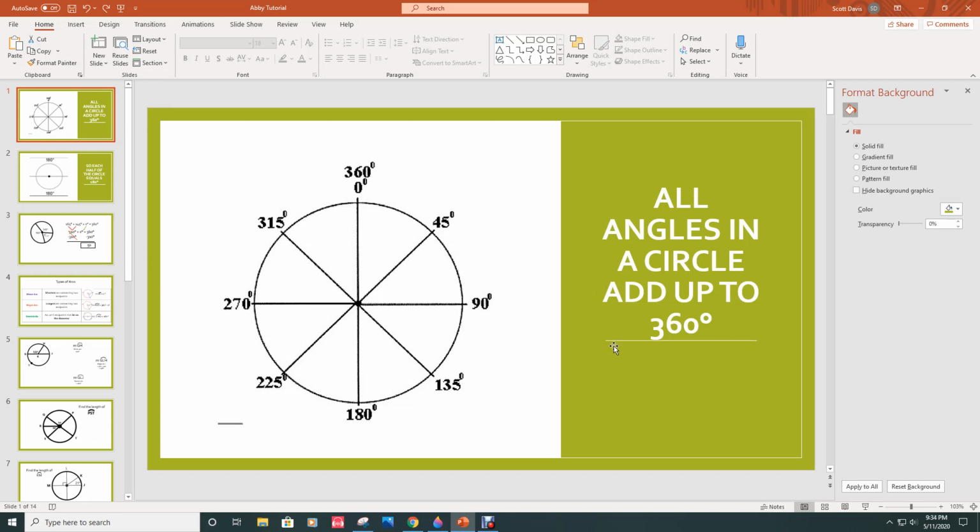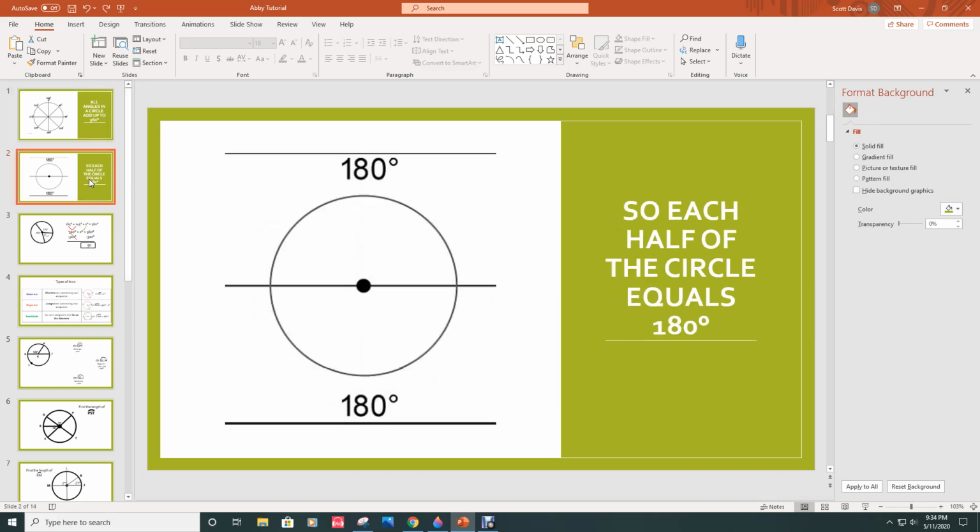So the first thing that I had talked about, the first two times I tried to record this, was reminding you about how all angles in a circle add up to 360 degrees. Now, I know that's something that you know, but you need to keep it in mind because it's going to help you. So the next thing that I wanted to remind you about is that because our whole circle equals 360 degrees, if you divide that in half, each half of the circle equals 180 degrees.